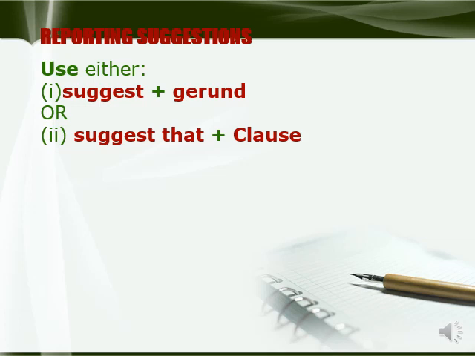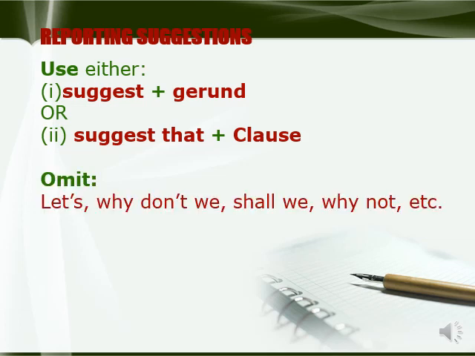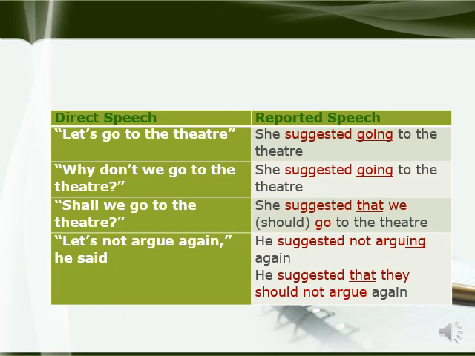The reporting suggestions, as you can see here, you may either use the verb suggest plus the gerund, or the same verb again, suggest, followed by a that clause. You will, as you can see from this chart, where you have examples, and where the suggestion phrases, let's go, why don't we, shall we, are dropped when we move from the direct to the indirect speech.